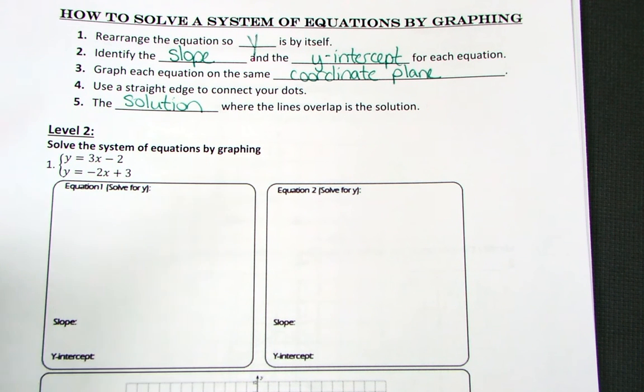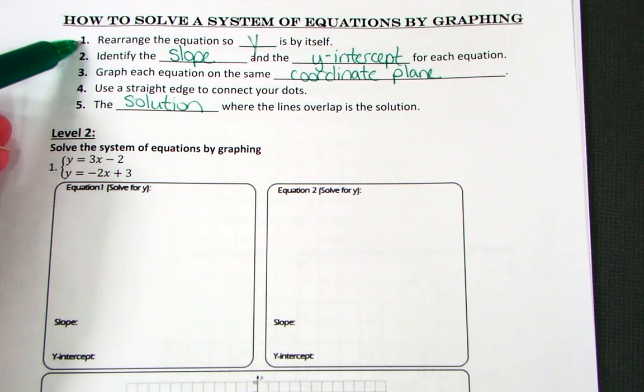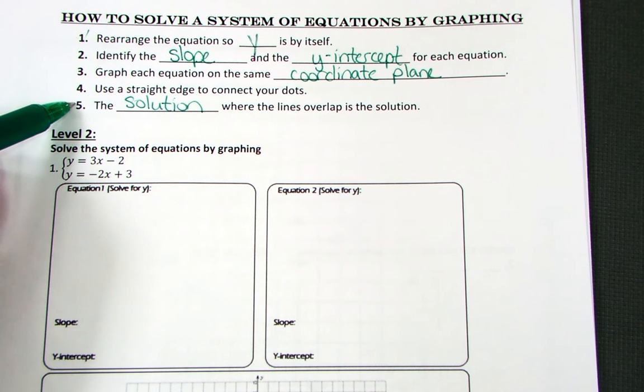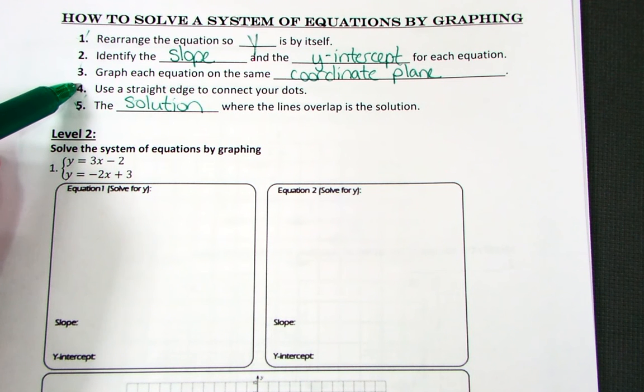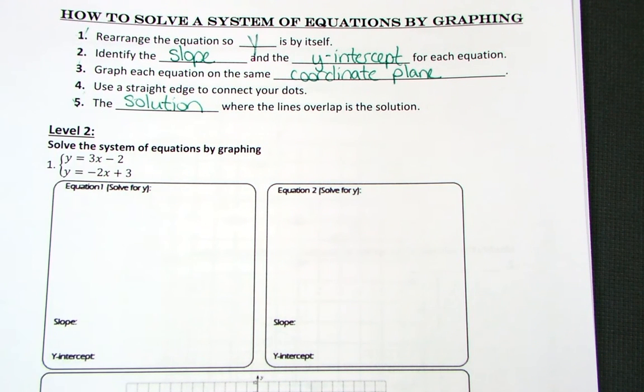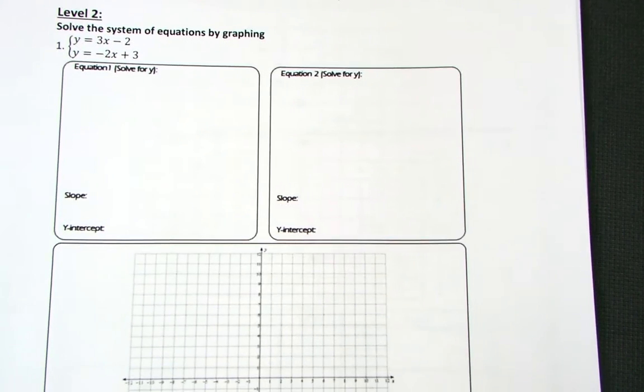Then we're going to use a straight edge to connect our dots, and then locate the solution where the lines overlap. So level 2 means that we get to skip this first step, and we have already figured out how to do number 5 because that was part of level 1. So really our focus today is going to be on steps 2, 3, and 4. Let's take a look at our first example.